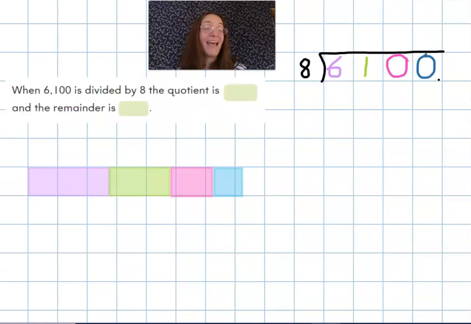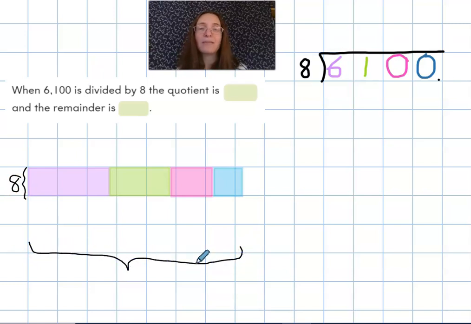That last problem had no remainder, but let's take a look at one that will. When 6,100 is divided by 8, the quotient is blank, that's our first question, and the remainder is blank, our second question. Considering our area model, we know that this side length right here will be 8, and we know the total number of things, and you can imagine them as anything you want. Donuts, puppies, birds, cicadas that are chirping outside my window right now.